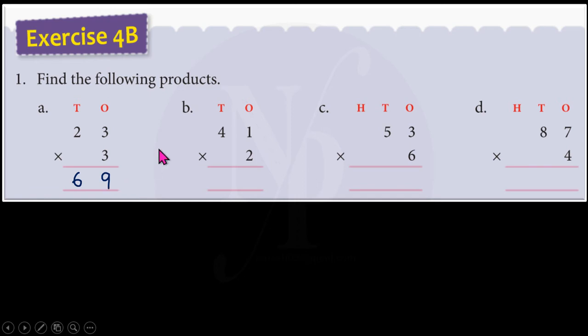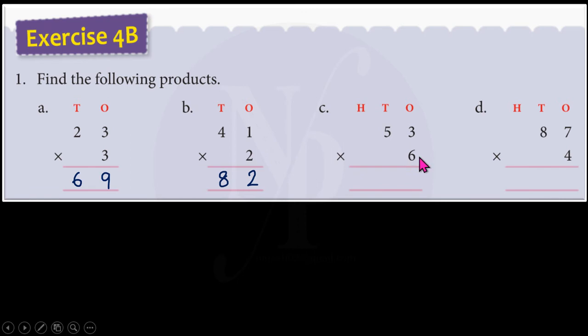Now let us move to the second question. B. 41 into 2. So we multiply 1 by 2 first. That is 2 ones are 2. So we write 2 in ones column and we multiply 4 by 2. So 2 fours are 8 and we write 8 in tens column. 82 is the product.